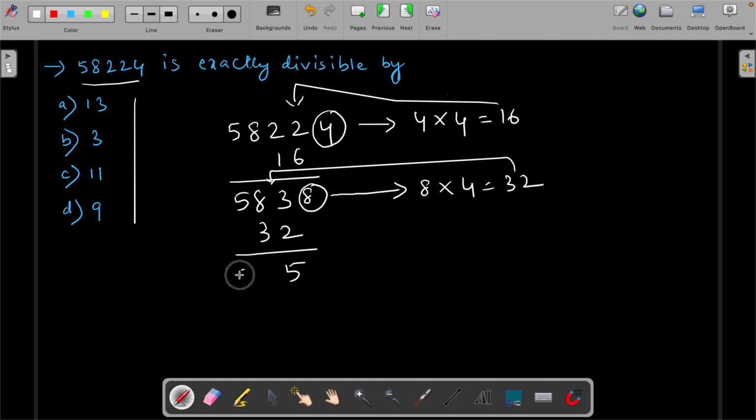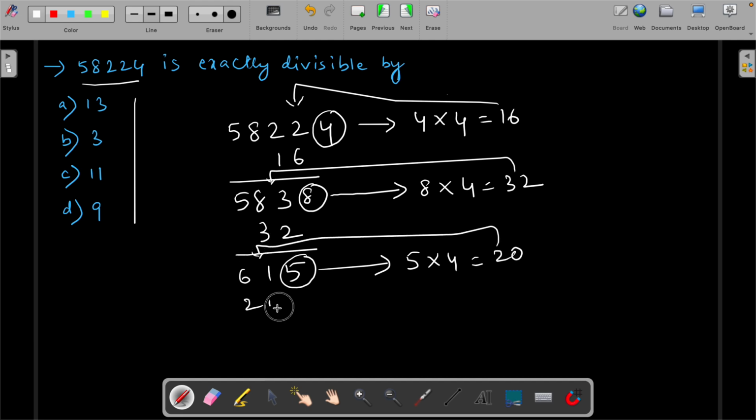You will get 615. Take out the digit in the units place. Multiply it with 4. Add it to the remaining number. You will get 81. 81 modulo 13 is 3, which is not 0. That means 81 is not divisible by 13. So the given number is not divisible by 13.